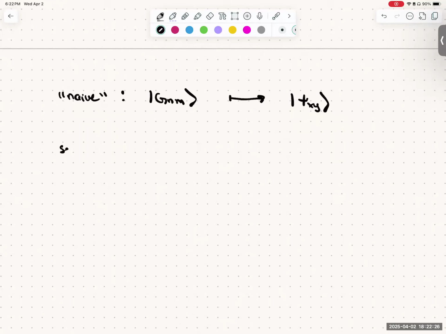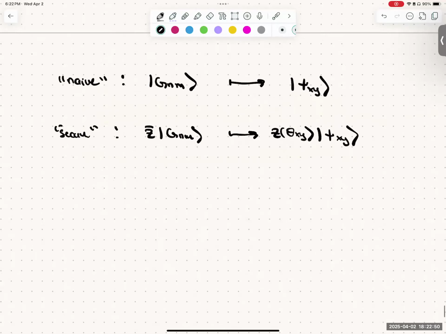Instead, with what I'll call the secure version, what we have is Z bar G N M, and after a sequence of measurements, you have Z theta xy, which is coming from this Z operator acting on it. So to me, this is not obvious that it should work like this. But this is essentially what's used in the proof.